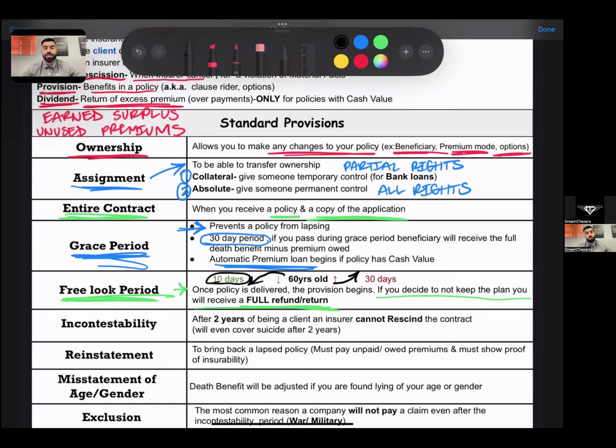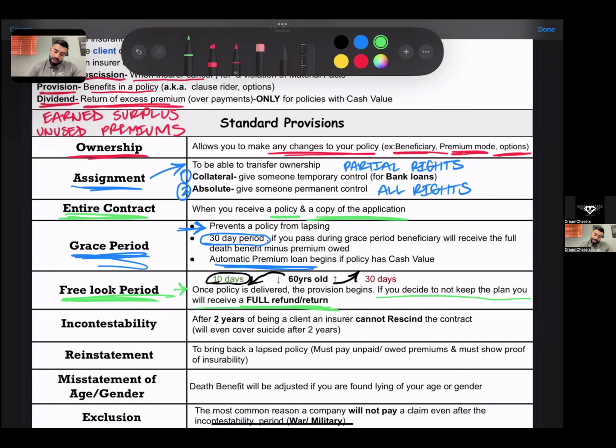So on the test, there may be a question that asks, in this state, what is the minimum free look period? And that would be 10 days. Okay. And then 30 days is for anyone that's over 60. So on the test, you may see a question that says a senior consumer. Okay. Senior consumer, they're referring to anyone over 60.